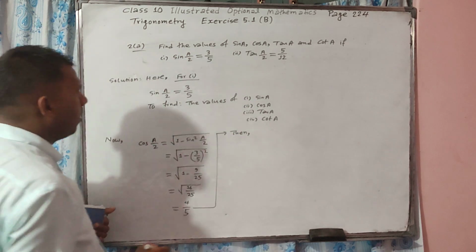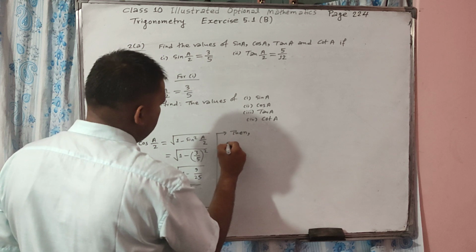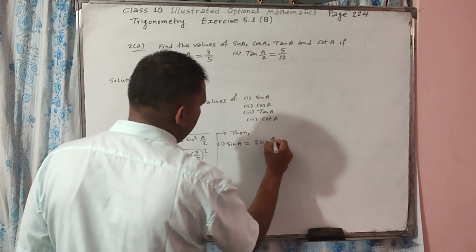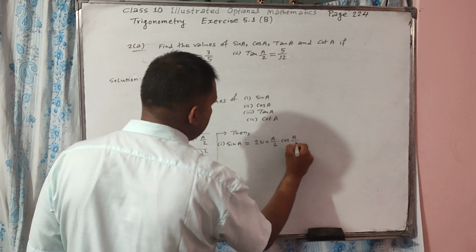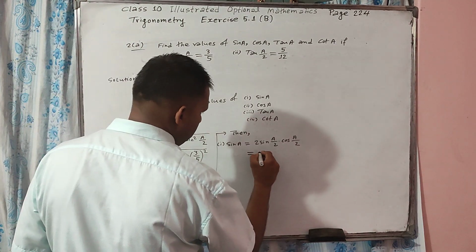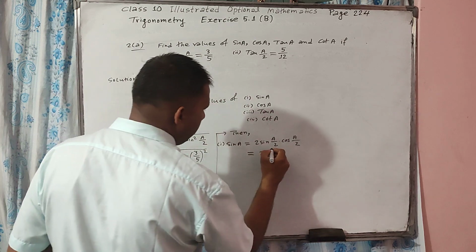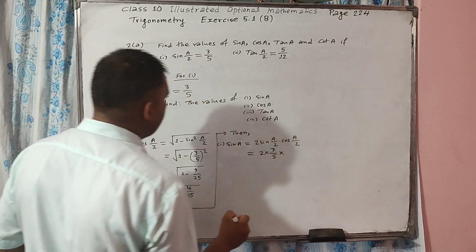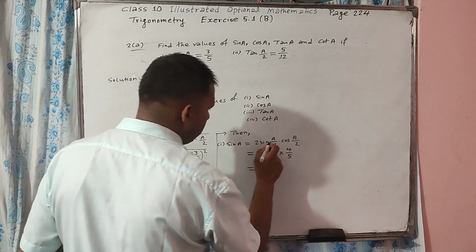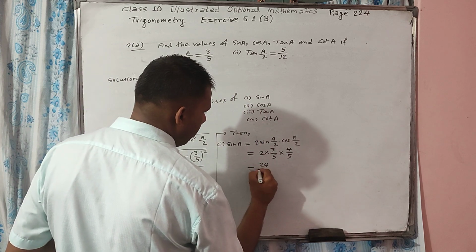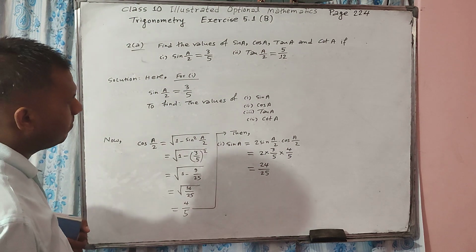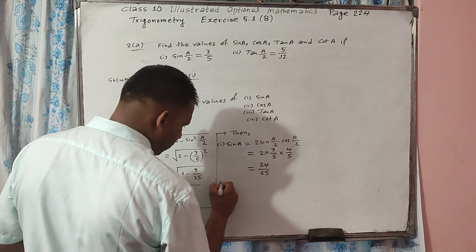Then sin A equals 2 sin A by 2 into cos A by 2. Now we can put the value of sin A by 2 and cos A by 2: 2 into sin A by 2, that is 3 by 5, into cos A by 2, that is 4 by 5. This equals 24 upon 25. So value of sin A is 24 by 25.